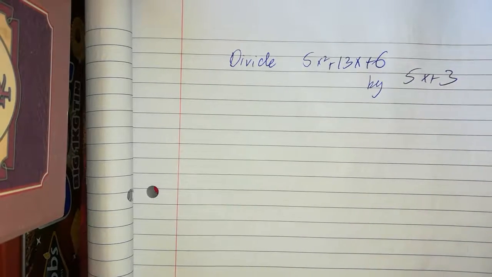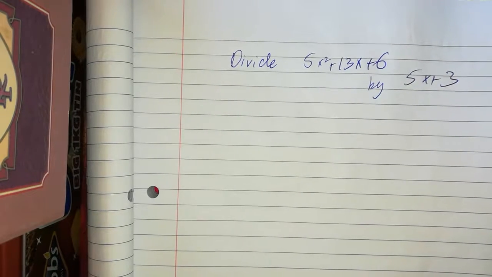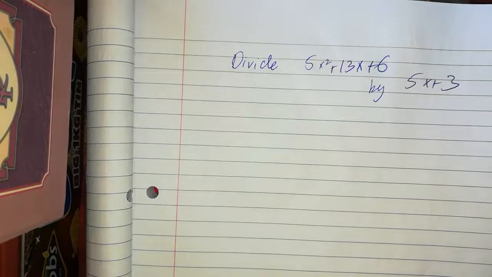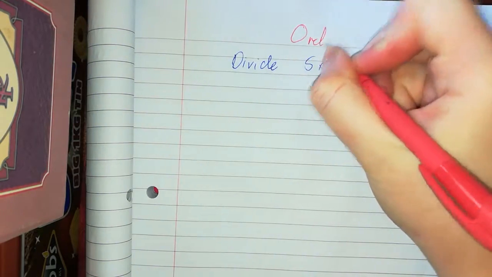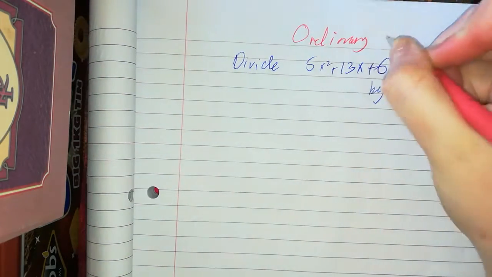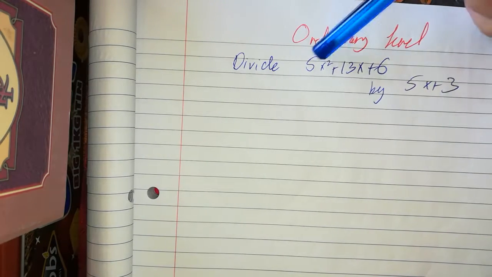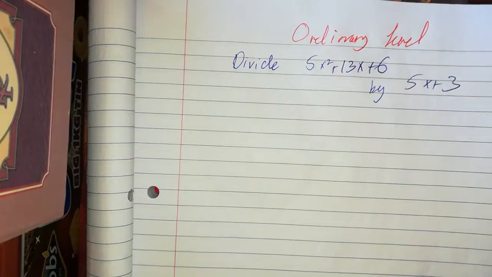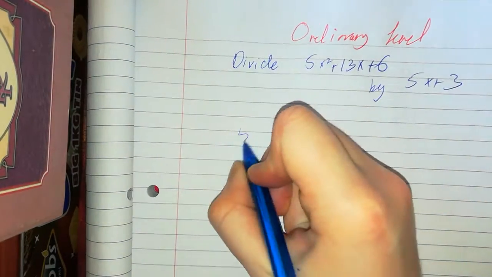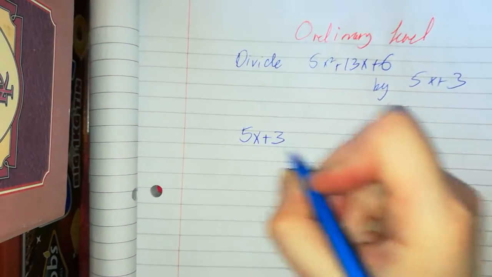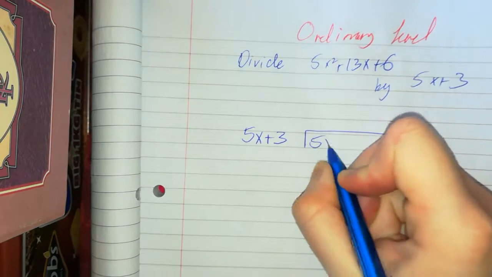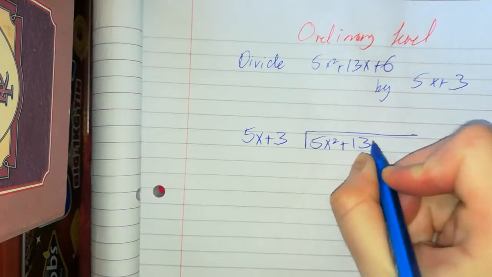Hi, so welcome back. In this video we're going to cover long division. The first question here is an ordinary level question. Long division comes up in ordinary level and higher level. It's just a little bit trickier at higher level. So for us to divide this by 5x plus 3, this is long division. So it'd be 5x plus 3 and then into 5x squared plus 13x plus 6.